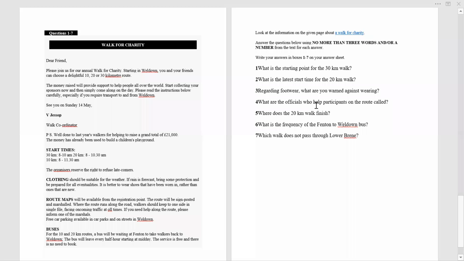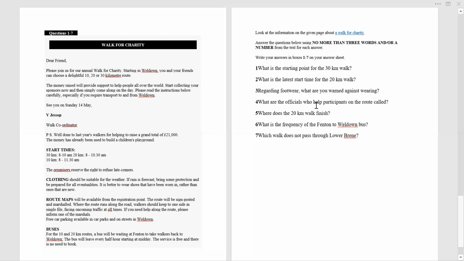Regarding footwear, what are you warned against wearing? So this is where they're talking about footwear. It says it is better to wear shoes that have been worn in rather than ones that are new. So they are giving a warning against the new shoes. The warning is not related to the worn ones. Warning is related to the new shoes. So here we will be writing new and then shoes. And even if you're not writing shoes, it's okay writing new.